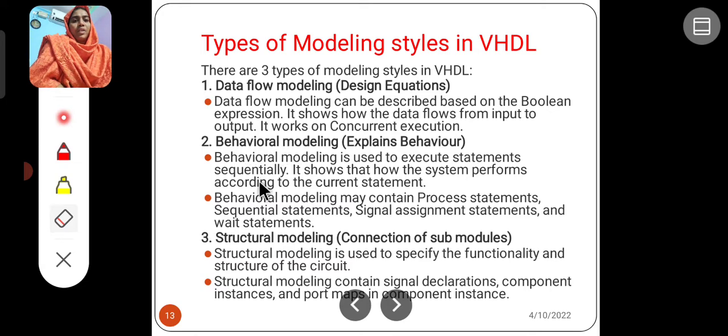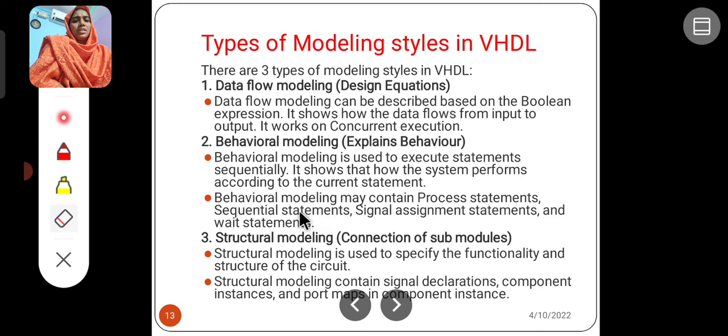A behavioral model of architecture is used to execute statements sequentially. Whatever statements we write in a behavioral model, all of them are executed sequentially. It shows how the system performs according to the current statement. In behavioral modeling, we use process statements, sequential statements, signal assignment statements and wait statements.